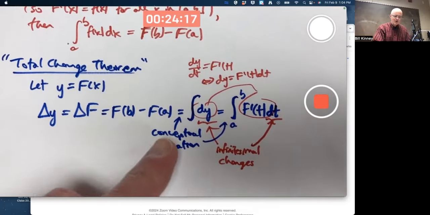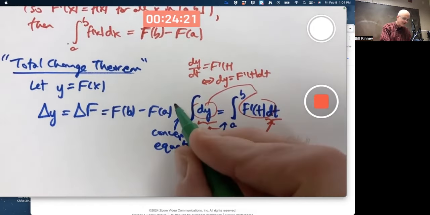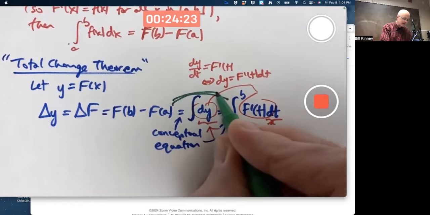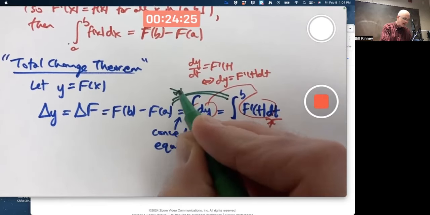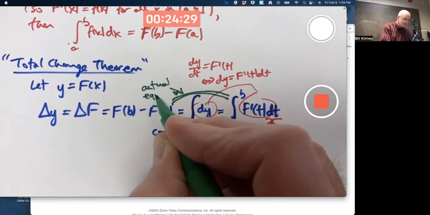These two conceptual equations together amazingly give you an actual equation. So I got a curved equal sign here. Actual equality.